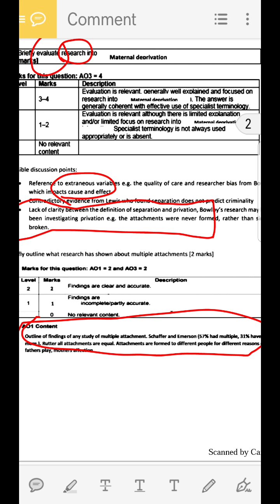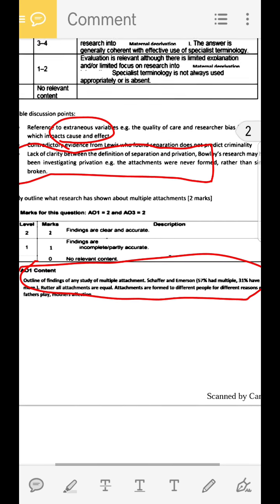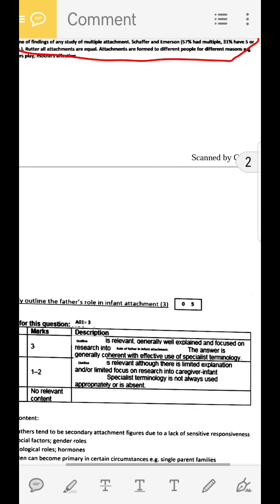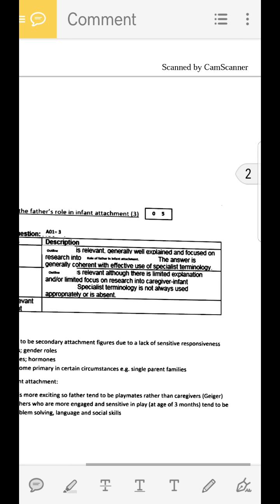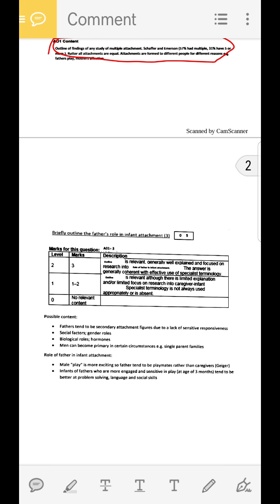So obviously, I appreciate that the findings and all the numbers are really quite difficult to learn. But for questions such as this, you're going to put yourself at risk of not picking up the marks if you don't know at least some of the findings. Moving on to the next question, which again was pretty well answered.